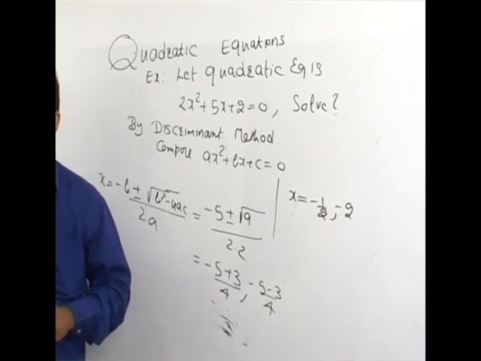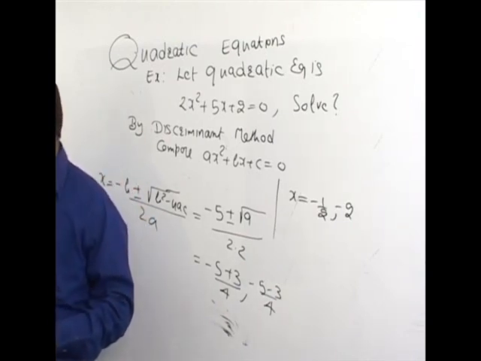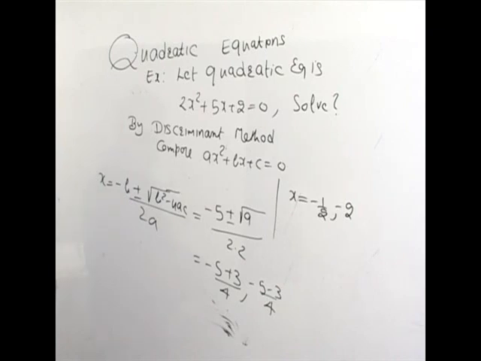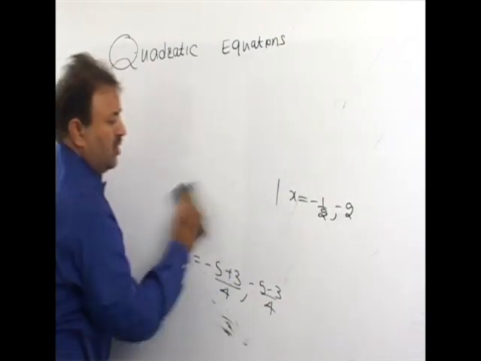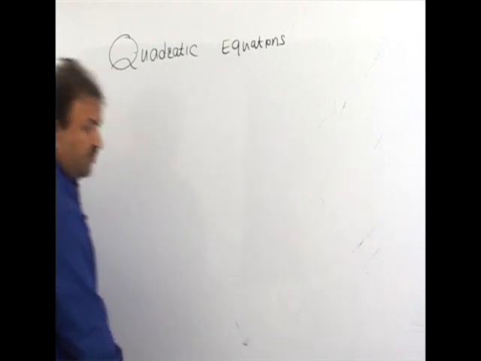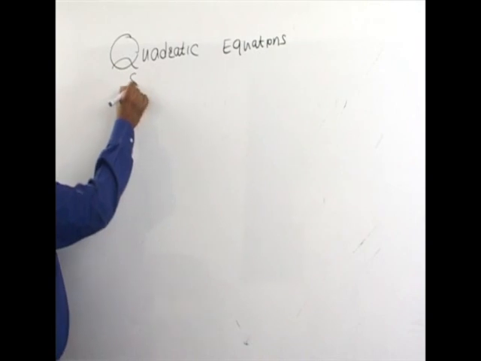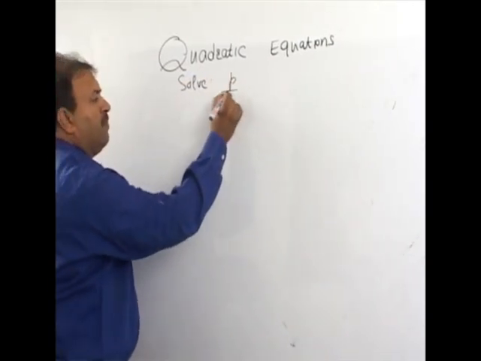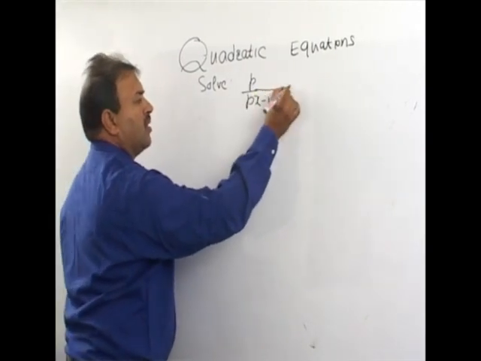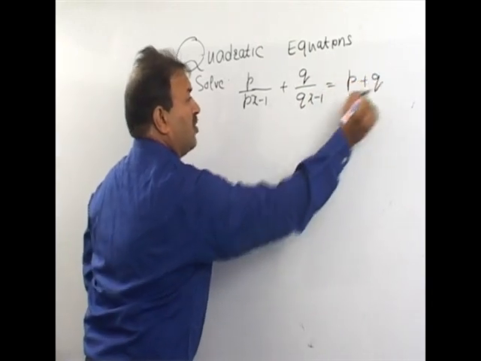Now we are coming to the next point. Since this method you have already done in class 10th also, the next thing is some more problems based on this quadratic equation. We do some more problems based on competition also. Solve p upon px minus 1 plus q upon qx minus 1 is equal to p plus q.